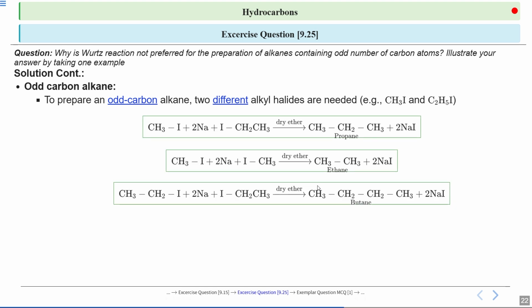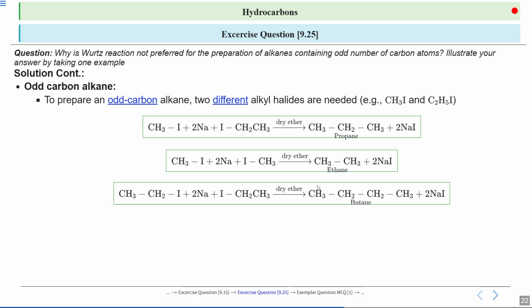So these are the reactions. Here we see the reaction setup. Methyl iodide reacts with ethyl iodide in the presence of sodium and dry ether. This should ideally give us propane, an odd carbon alkane. However, let us look at what actually happens.